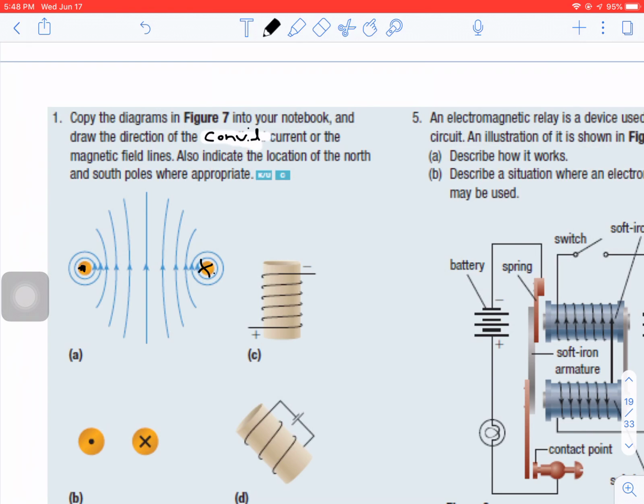If I look at C there, I can see that the positives, conventional flow, are on the bottom. So again, I'm just going to turn my iPad. I find it easier to turn my iPad. So my fingers are now above that electromagnet, showing that the conventional flow is coming up the front and disappearing around the back. And what that means is the North Pole is here, the South Pole is here.